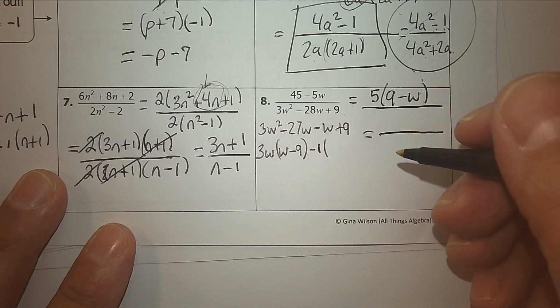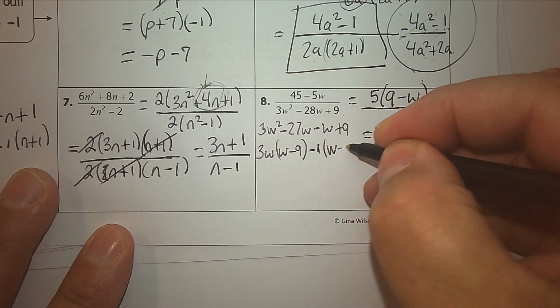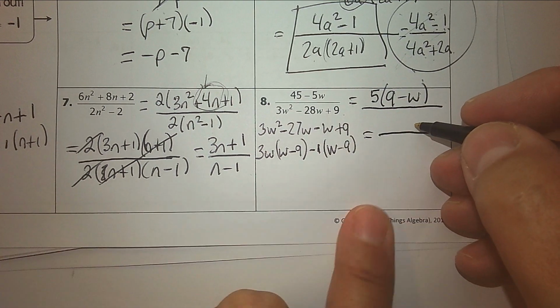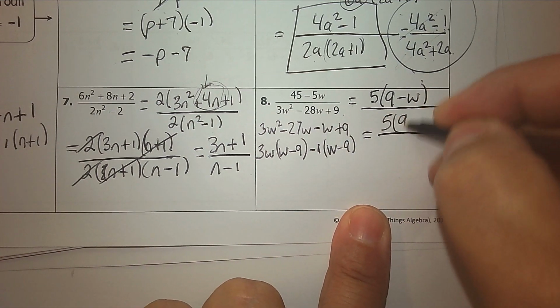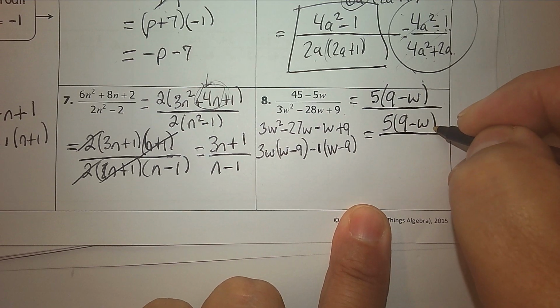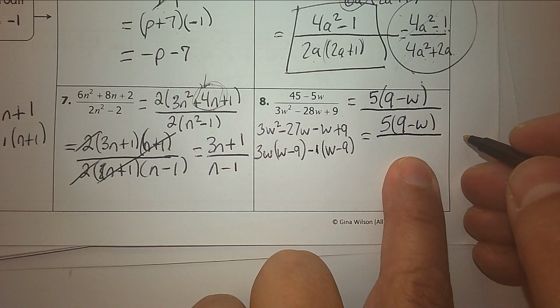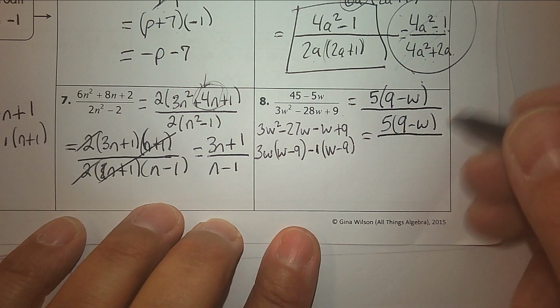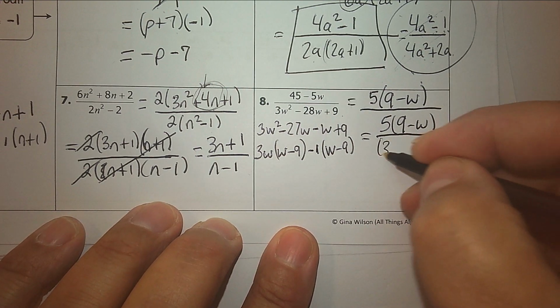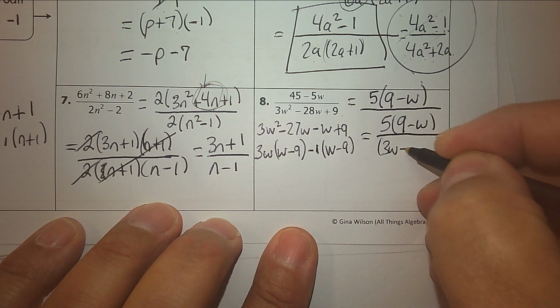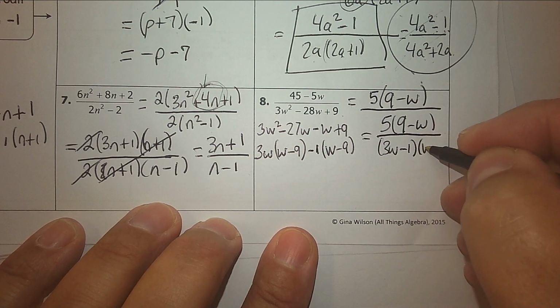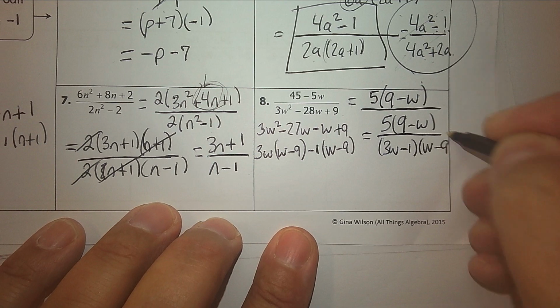And then I'll be left with w minus 9. All right, we're done, right? So let's go back here. I have 5, 9 subtract w. Now, what's in the denominator? Can you do the last step and just put it in the denominator? What would it be? 3w negative 1. 3w, take away 1, and w negative 9. All right.